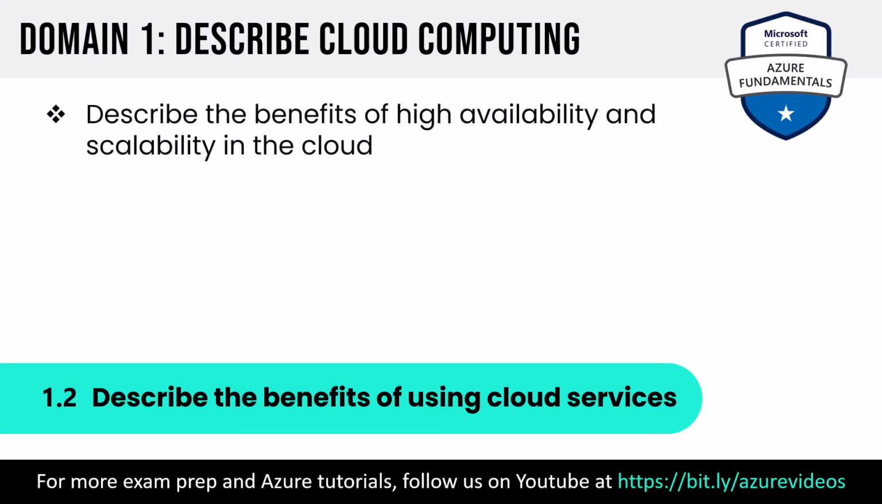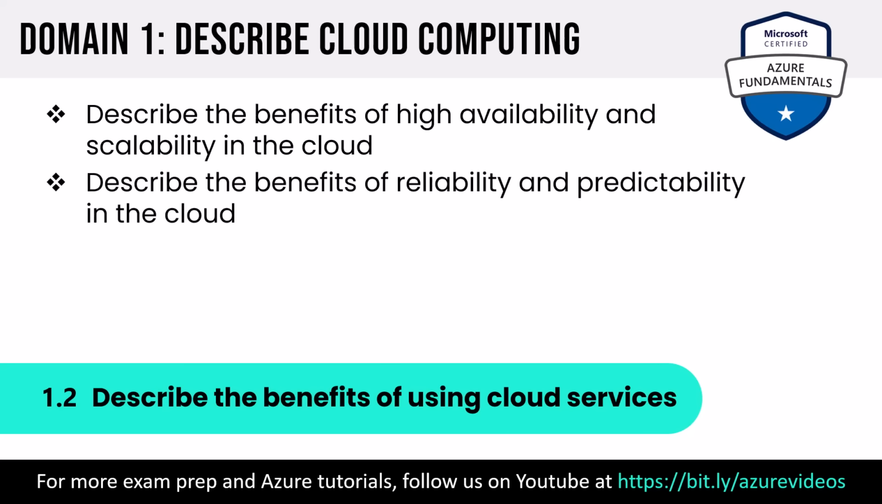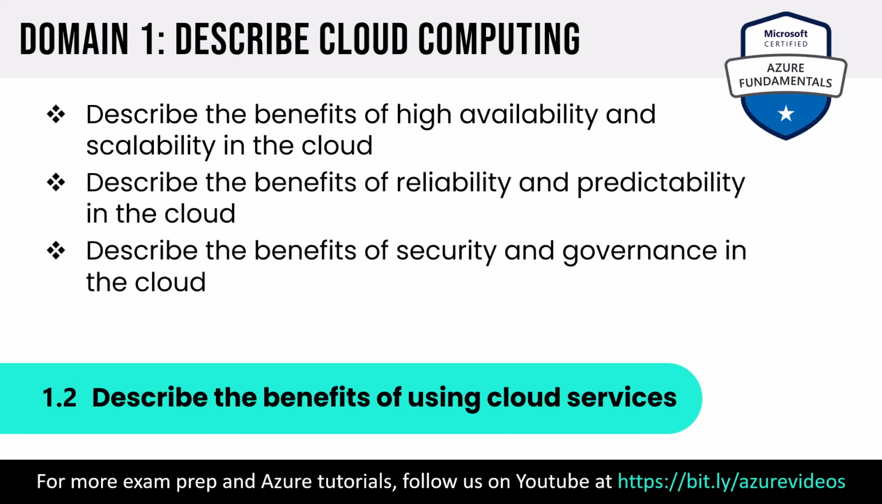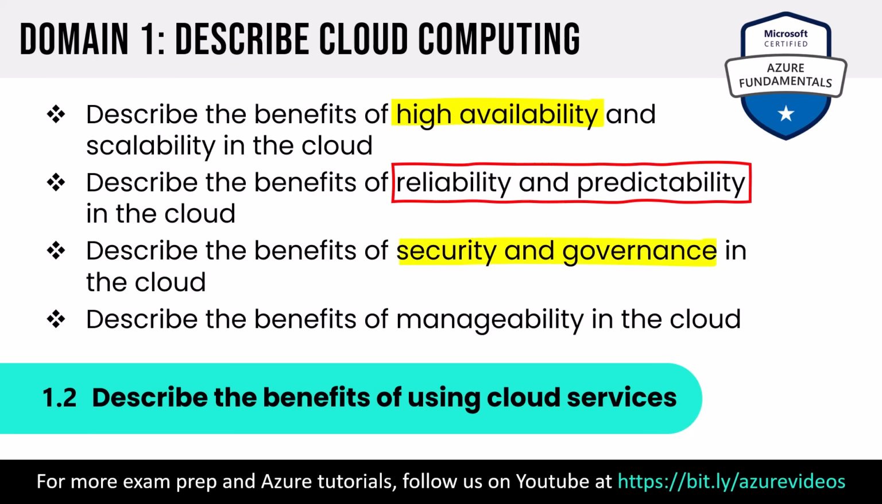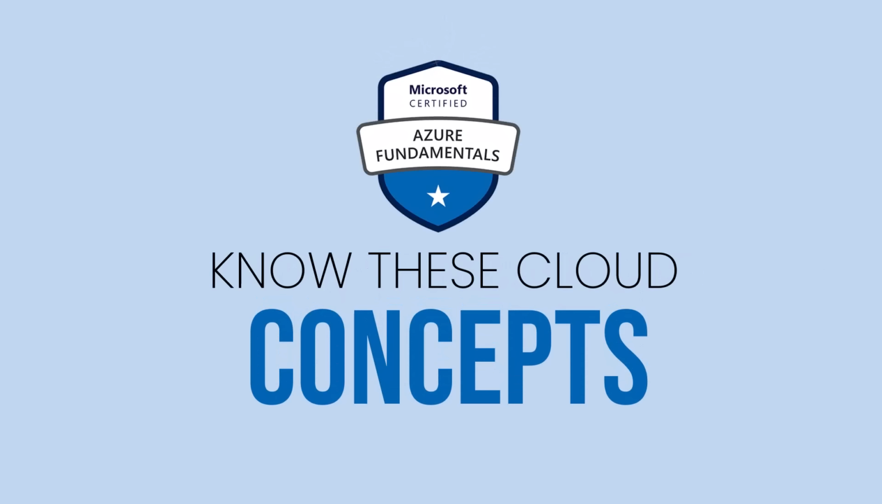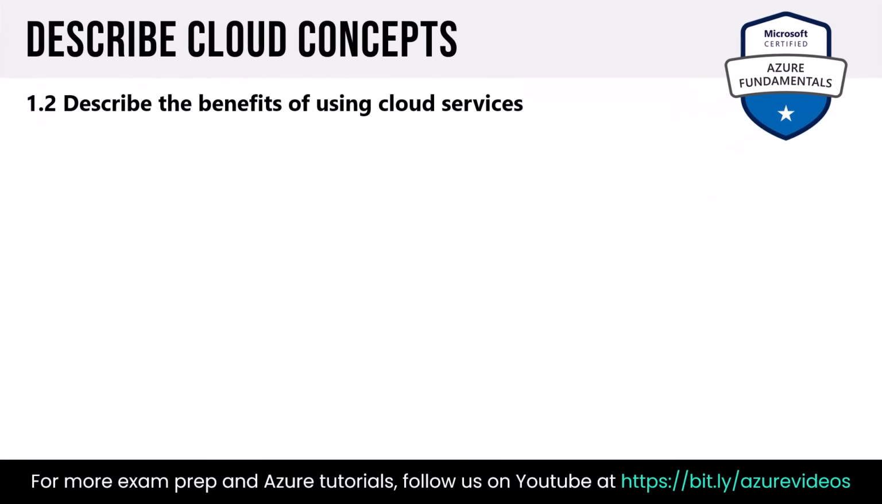And here we're going to focus on the benefits of high availability and scalability, reliability and predictability, security and governance, and manageability. So we see that describe verb I mentioned. Again, it's high-level knowledge, right? But our focus here is high availability, reliability and predictability, security and governance, and manageability. So you want to know the difference between all of these terms on exam day. So we'll talk about these concepts in exactly the order they appear in the syllabus, starting with availability.